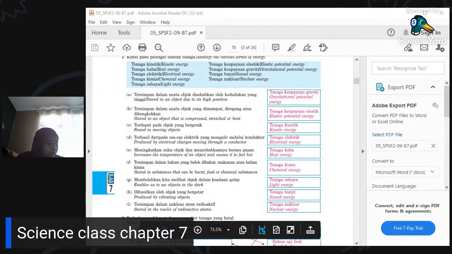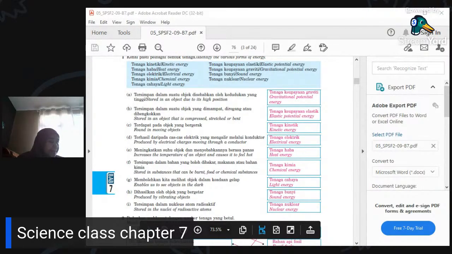Number 1B. Stored in an object that is compressed, stretched, or bent. This is elastic potential energy. Found in moving objects, like the car: kinetic energy. Produced by electrical charges moving through a conductor: electrical energy. Increased temperature of an object causes it to feel hot: it's heat energy.